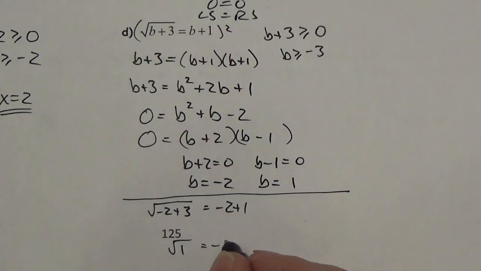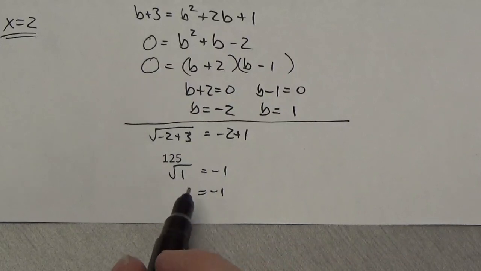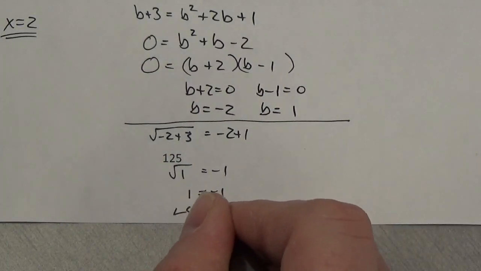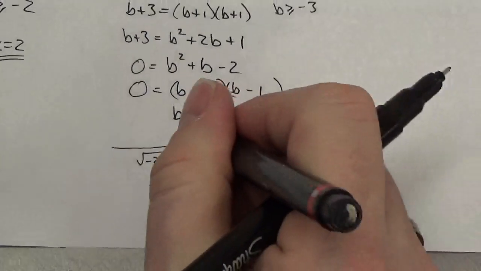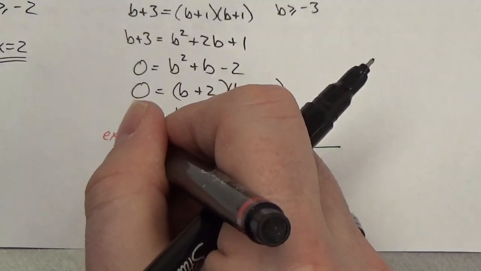Negative 2 plus 1 will be negative 1. Okay, and then we run into this issue again where the values are the same, but the signs are different. See, left side does not equal right side. So I know that that root right there is extraneous.